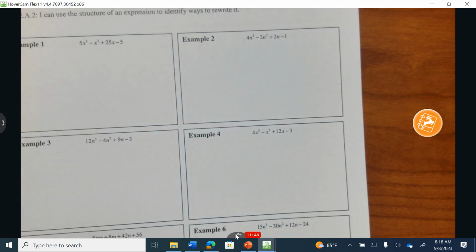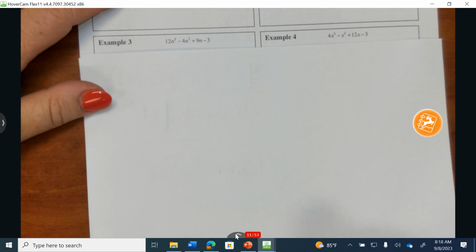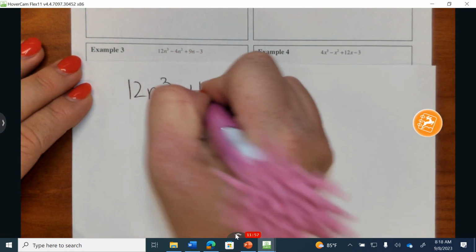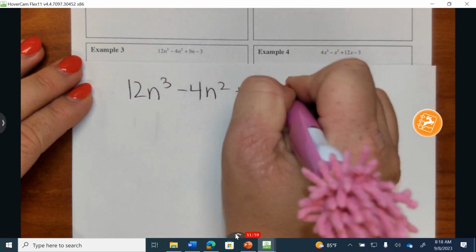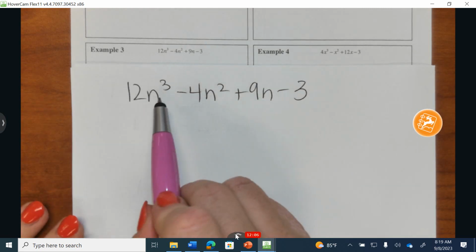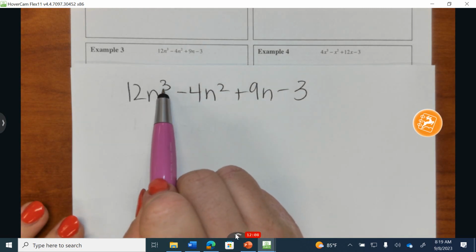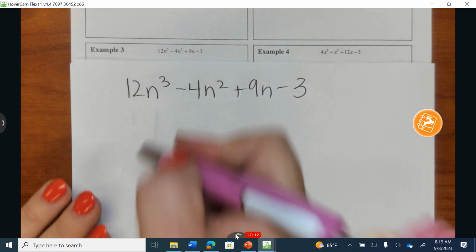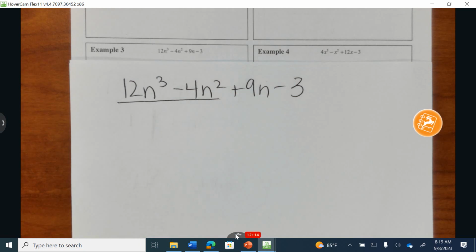Please look right now at example number 3. So the first thing you ask yourself is, is this in a form where it's called standard form? Highest exponent on the variable, 3, 2, 1, and no n's. It is. Underline the first two.